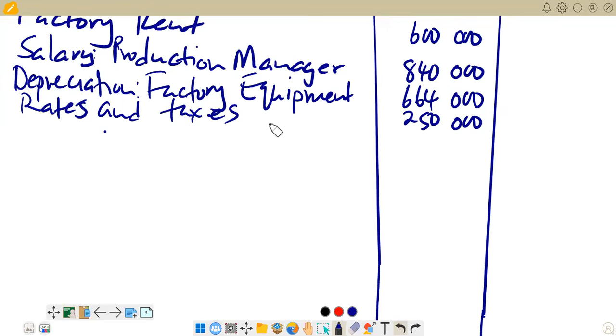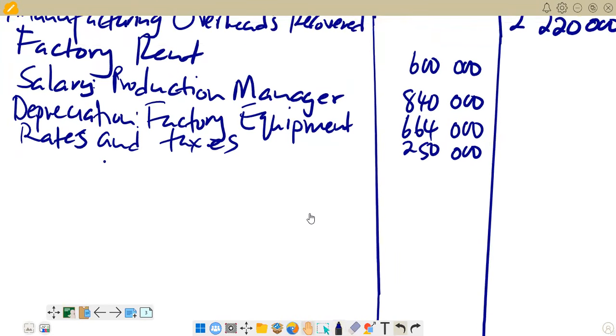So at this instance now, we can add starting from factory rent. So let's just check the figures that we are supposed to add there. We are starting from our factory rent, so here we add up to here: 600,000 plus 840,000 plus 664,000 plus 250,000. And the total that we get there, we are supposed to put it here.